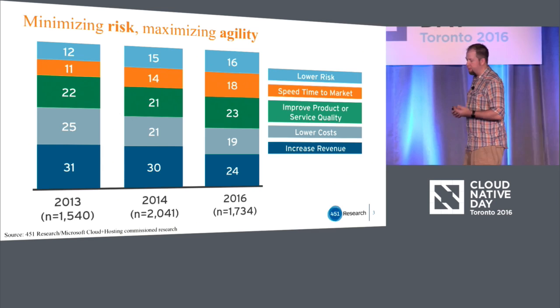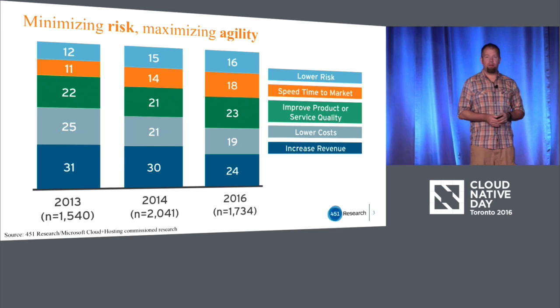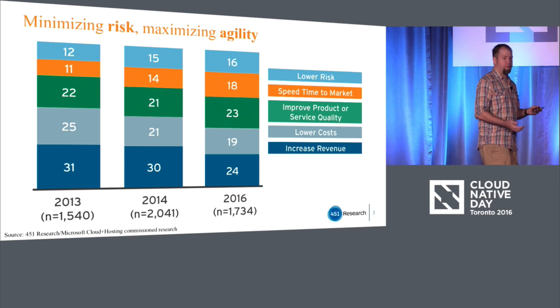This is a dual approach of coupling improved agility with decreased risk at the same time. What we see with things like microservices, continuous delivery and automation is that you don't have to pick one of those. You don't have to go slow and stable or fast and break things.